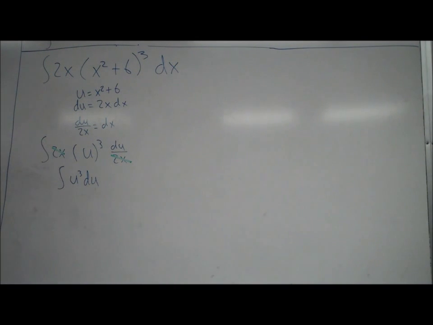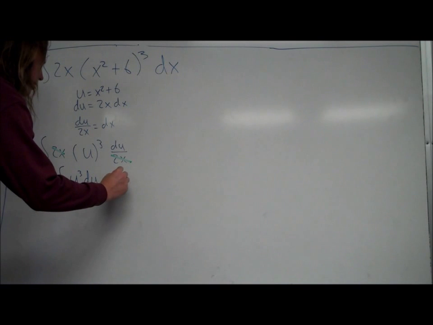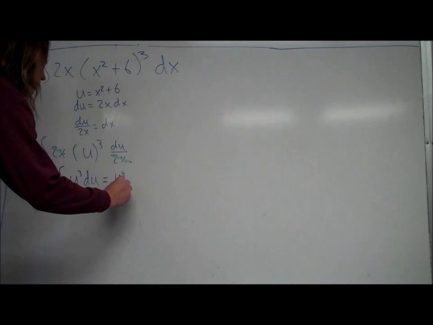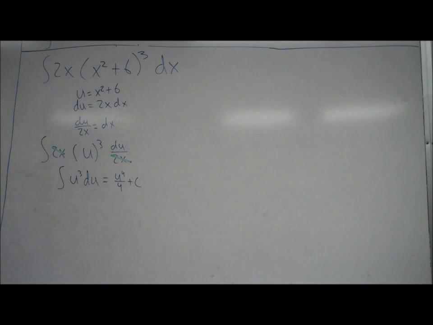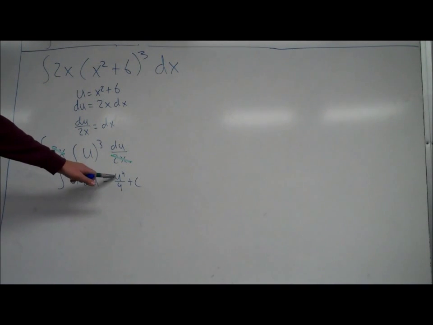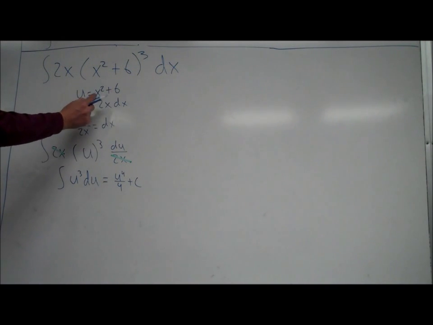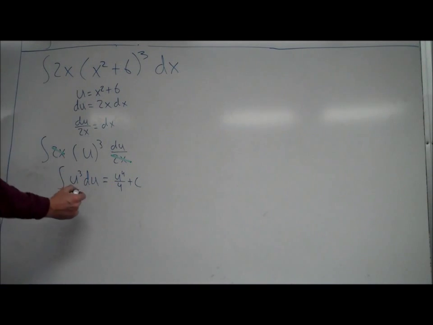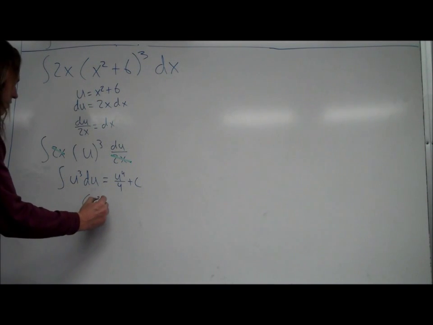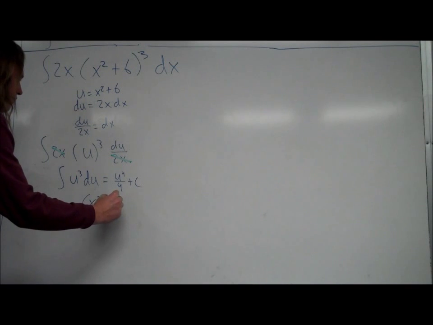The antiderivative of u to the third is just going to be u to the fourth over 4 plus c. And then, since our original problem was given to us in terms of x's, we have to make sure that our answer finishes up in terms of x's. So right now we have u to the fourth over 4 plus c. We can't leave it in terms of u. We have to substitute back in our x's. So where I see u, I'm going to put back in x squared plus 6, to the fourth.